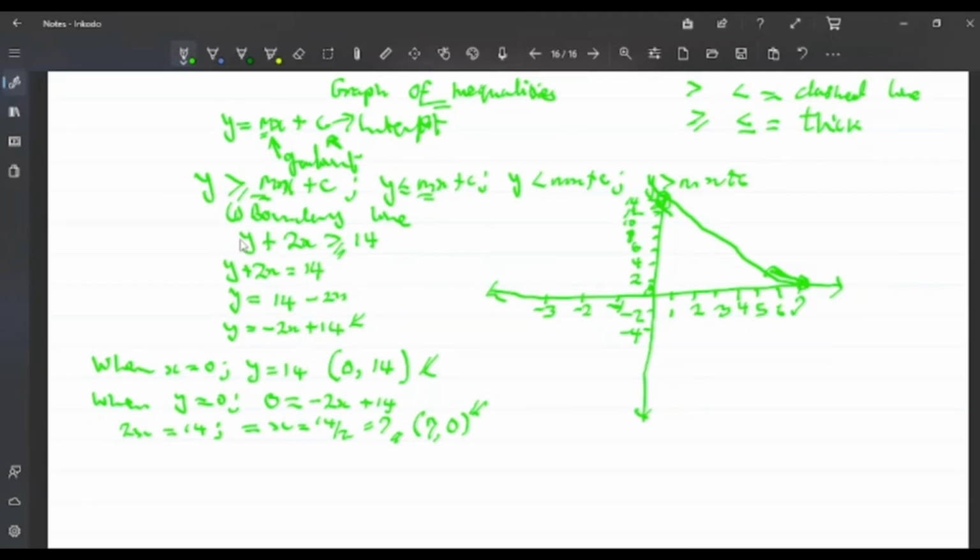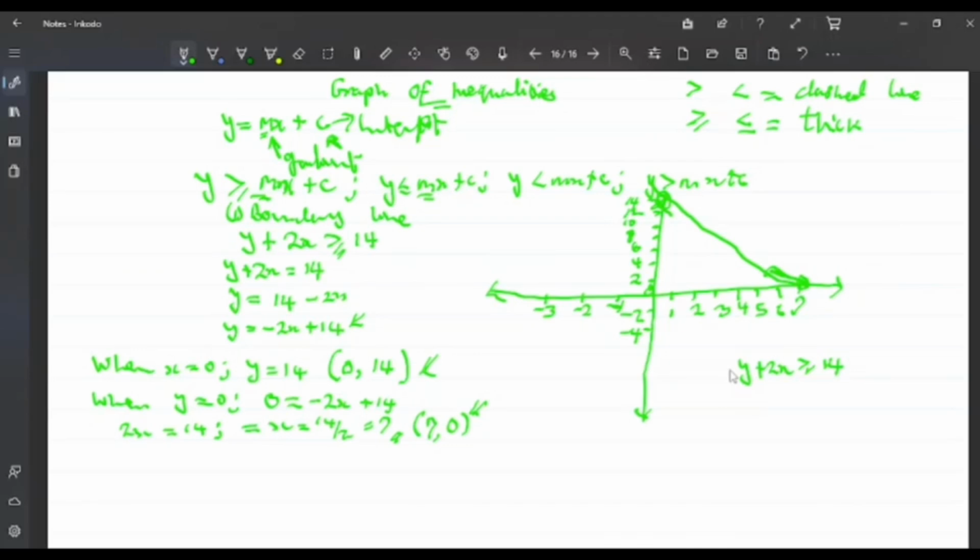Now the second thing to draw our graph. Number 1, I said, is to get the boundary line. We have done that. Number 2 is to get the region that satisfies the inequality. How do we do that? There are 2 methods. This is the first one. Look at the question given to us initially: y plus 2x greater than or equal to 14, right?